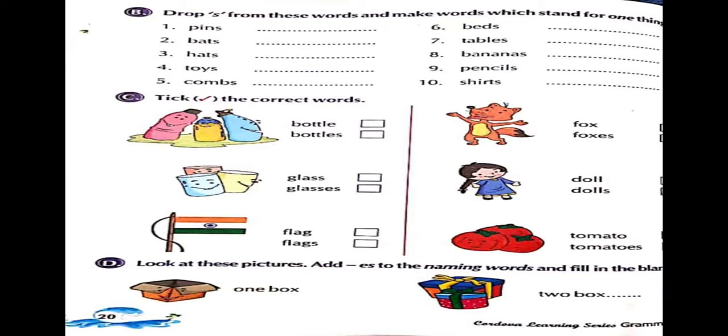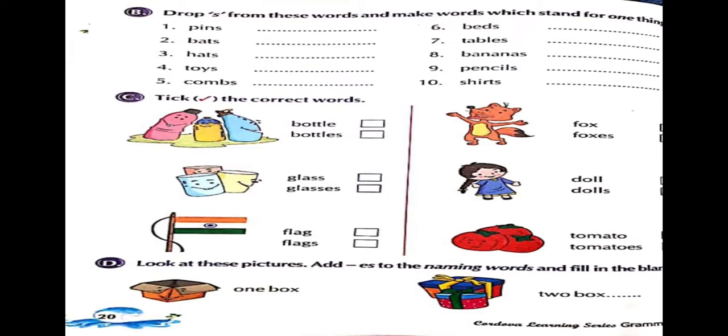Second word is B-A-T-S, bats. When you will remove S from it, it will become bat. Third word is hats. When you will remove S from it, it will become hat. Understood? So, in the same way, you have to solve the rest of the examples. Now see, question C.